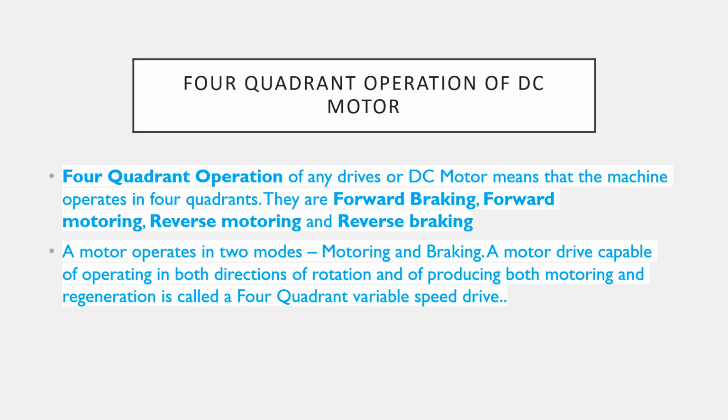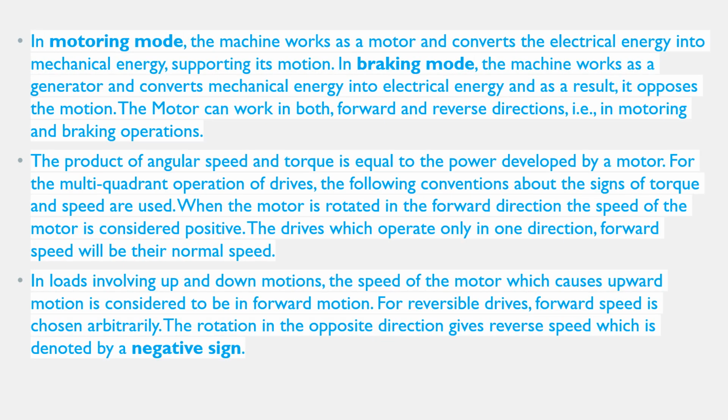A motor drive capable of operating in both directions of rotation and of producing both motoring and regeneration is called a four quadrant variable speed drive.